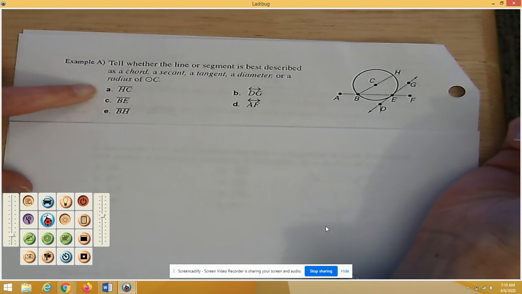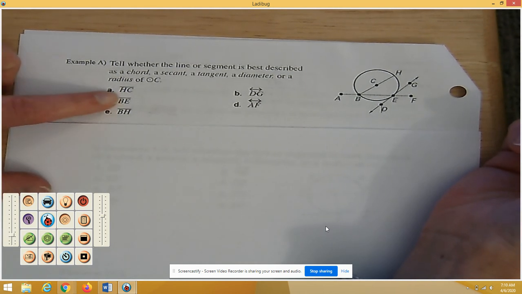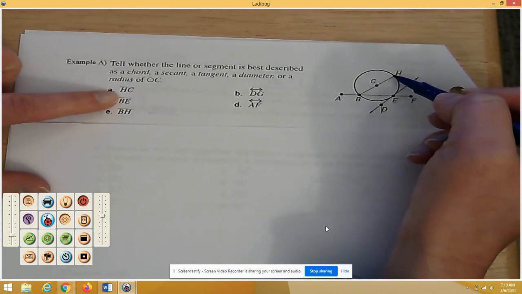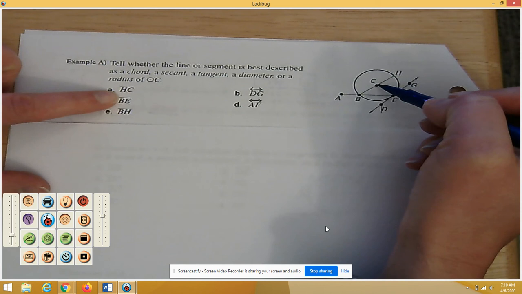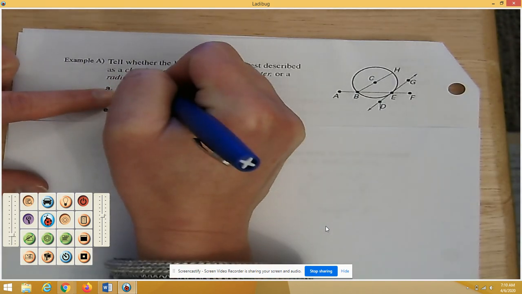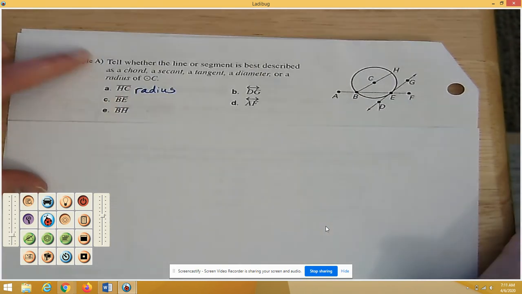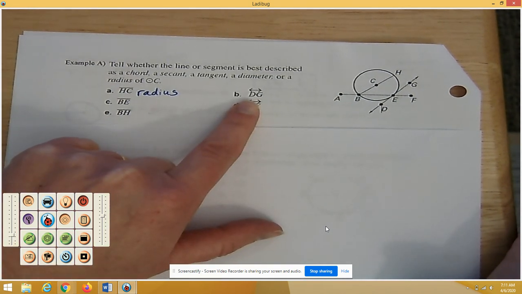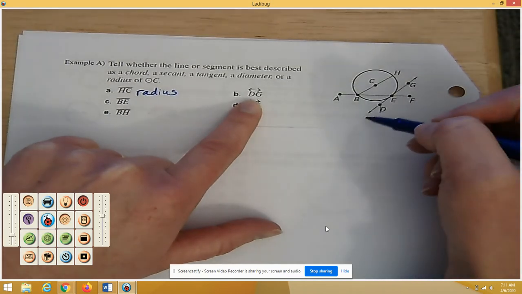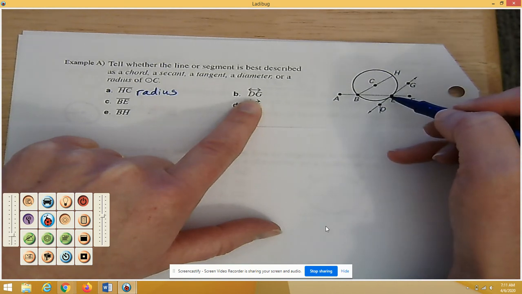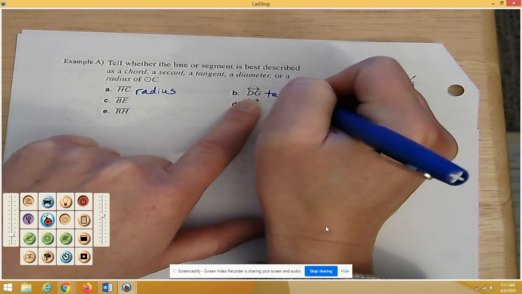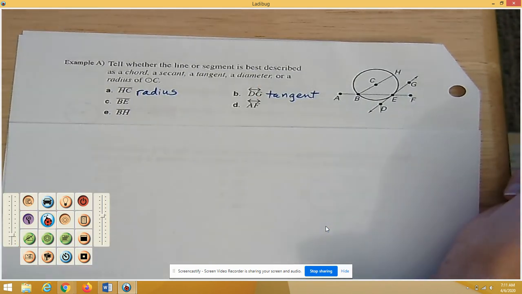We have A is segment HC. Here is segment HC. It's starting at the edge of the circle to the center, and that is a radius. Letter B. We have line DG. Right now we have a line, and it's touching the circle at just 1 point. So this is clearly going to be an example of a tangent. Tangent is a line that touches once. T for touch, just touches it once.